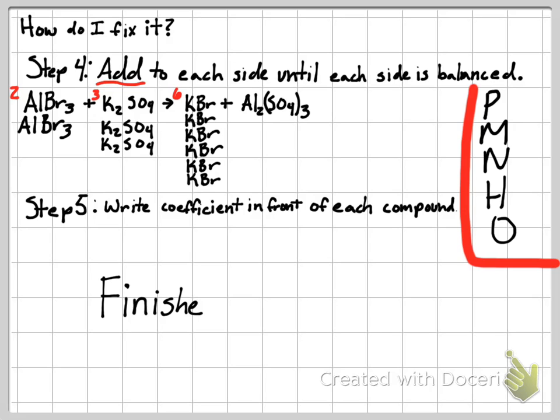And we have 1 Al2(SO4)3. So we leave that as blank. With this, now we're finished with this example.